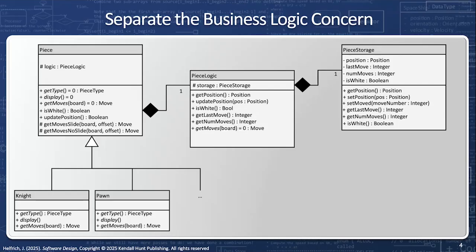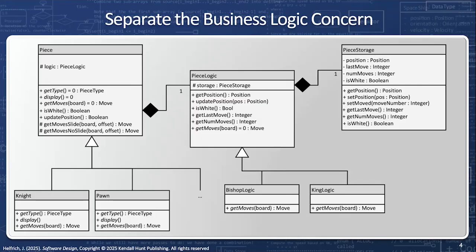So the first thing I'm going to do is create a get moves pure virtual function. And once I create a pure virtual function, I need to create a derived class. I'm going to call this bishop logic, and this is going to be related by inheritance. And I'm going to get a king logic and a bunch of other ones as well.